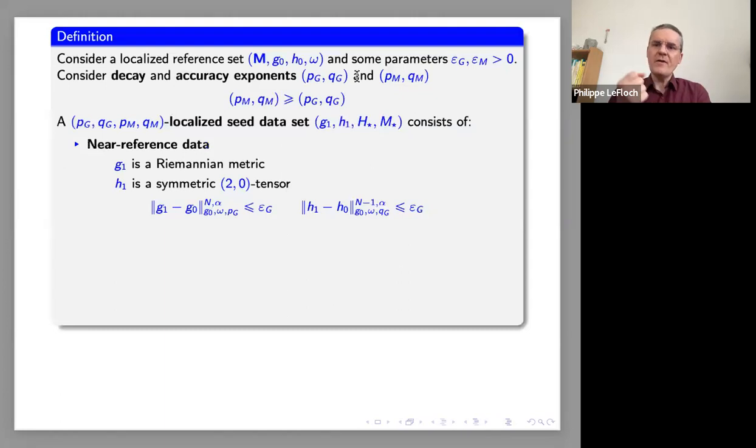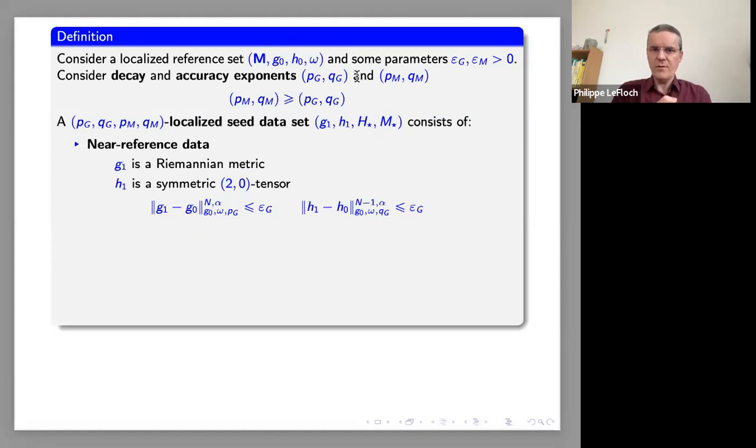So what do we do with that? We have a reference set, so we know where, roughly speaking, our solutions will live. And what I'm going to do is parametrize the neighborhood of this set and then project it to get an actual solution. The parametrization is done by introducing decay and accuracy exponents. So I call them p_g, q_g, p_m, q_m.